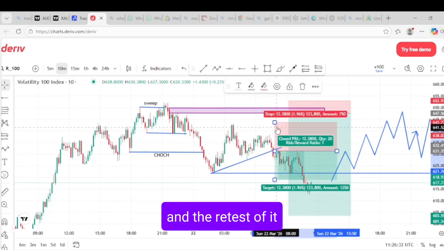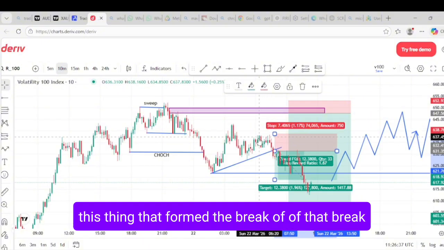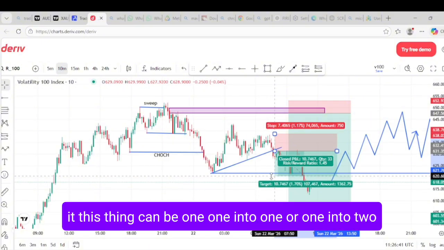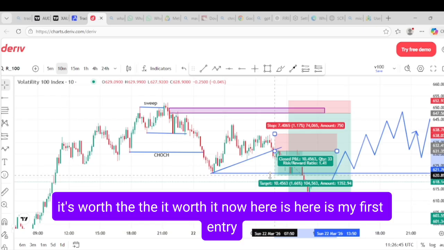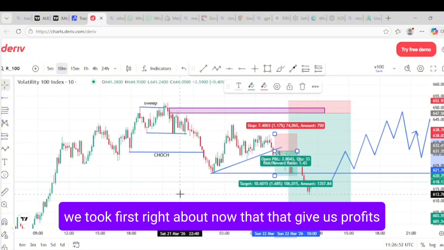Okay, so my entry now should be right about that break of that trend line and the retest of it. So where is my SL? My SL should be above this thing that formed the break. It could be just one. This can be 1:1 or 1:2, but it's worth it. Now here is my first entry. Here's the entry we took first, right about now.